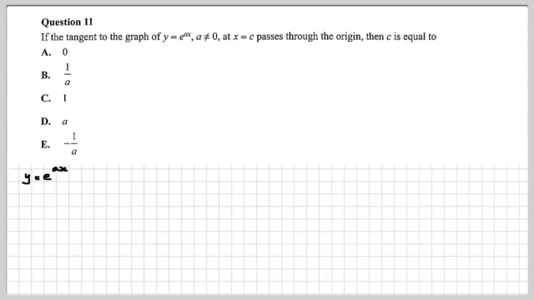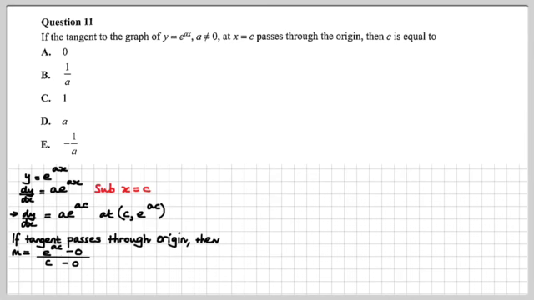So if y equals e to the ax, then dy/dx equals a times e to the ax, and if you substitute x equals c, you'll get that. Now that is the gradient of the curve when x equals c, and therefore it's also the gradient of the tangent where x equals c, at the coordinates c and e to the ac. Right, now, this is the next bit. If the tangent passes through the origin, we're using this bit of information because we have to use that to get the problem out.